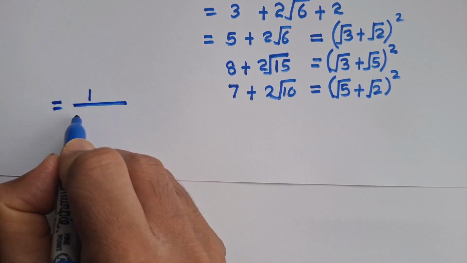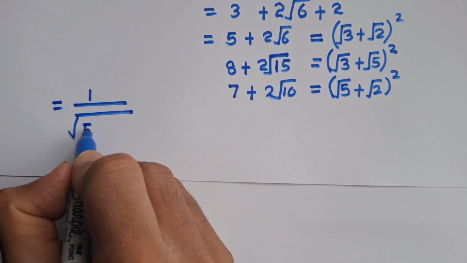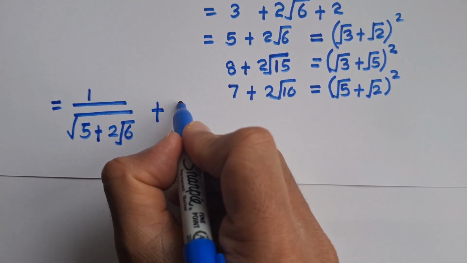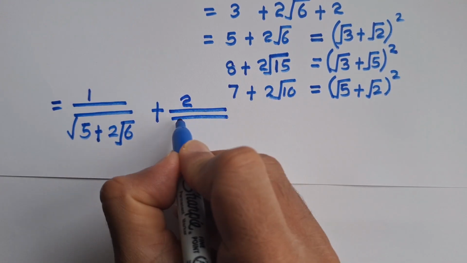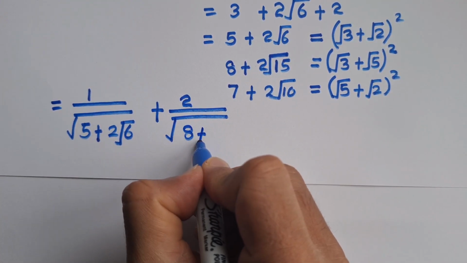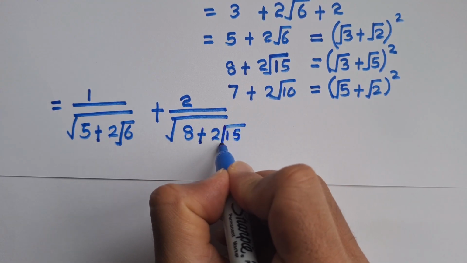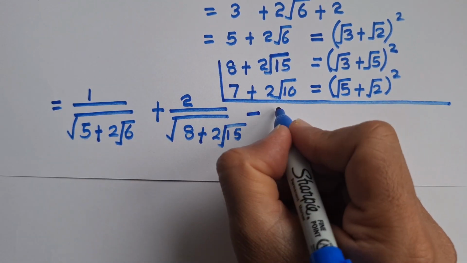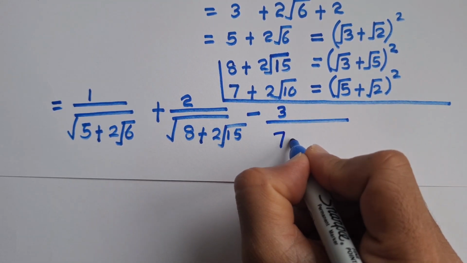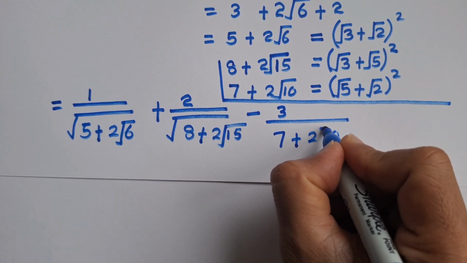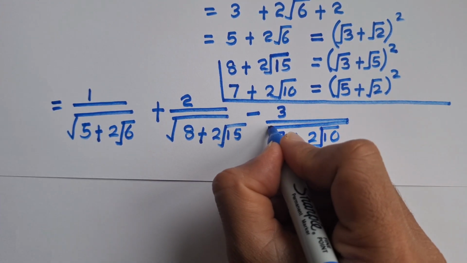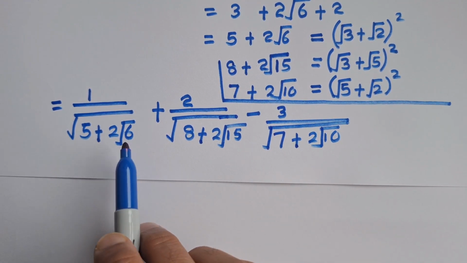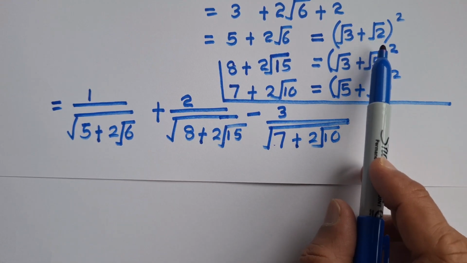So my initial problem is 1 over square root of 5 plus 2 times square root of 6, plus 2 over square root of 8 plus 2 times square root of 15, minus 3 over square root of 7 plus 2 times square root of 10. This is our initial expression. Now I'm going to replace all the denominators with those terms.